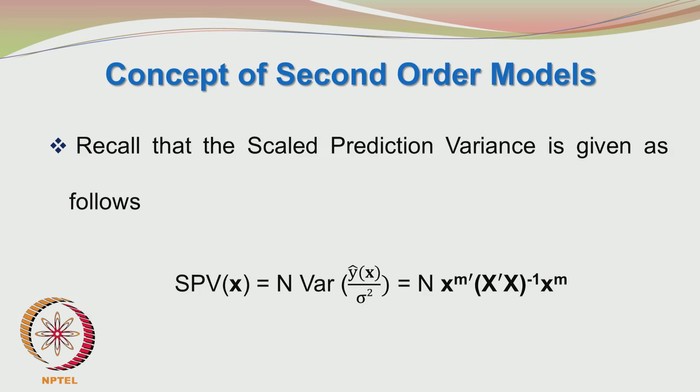So the scaled prediction variance, if you recollect, is given by SPV of x is equal to n, which is the size of the experimental run. The total number of runs in the experiment is n. Variance of y hat x divided by sigma squared. And by doing so, we are making the prediction variance independent of sigma squared, which we don't know anyway. So we are getting rid of sigma squared, and we are also scaling the design for the size. Certain designs which have a large number of observations may artificially bring down the prediction variance because of the large size of the runs. To account for that or to normalize for this effect, we are multiplying by the term n.